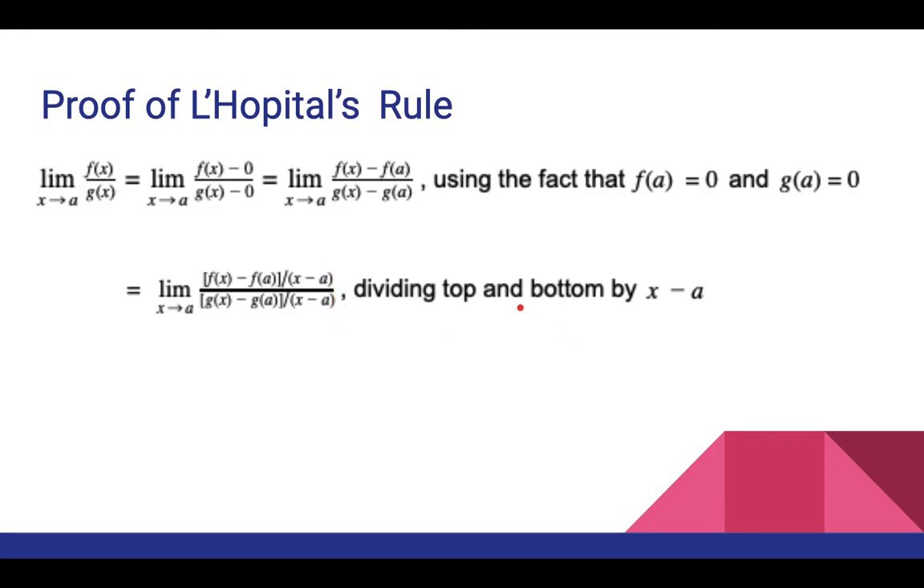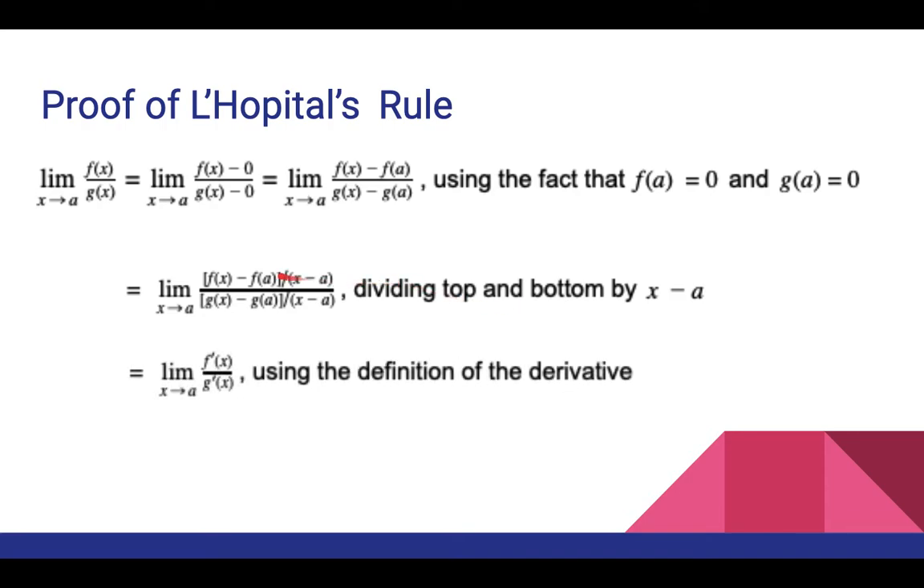So what we can take note of is that using the definition of the derivative, this numerator right here is equal to the derivative of f, and the denominator is now equal to the derivative of g. So we get that the limit as x approaches a of f of x divided by g of x is equal to the limit as x approaches a of the first derivative of f divided by the first derivative of g.